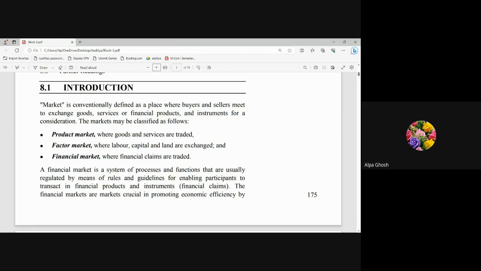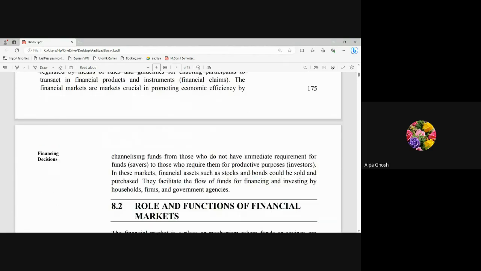So, the financial market is a system of processes and functions that are usually regulated by means of rules and guidelines. We are dealing with money, financial products, and financial instruments, and we are transacting in terms of financial considerations. The market is very crucial for promoting economic efficiency. Now, how does this market function? It is a very easy concept.